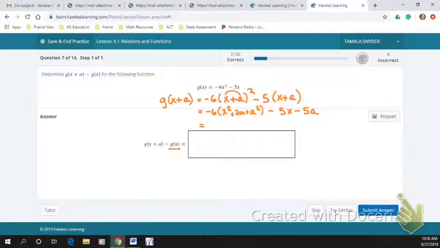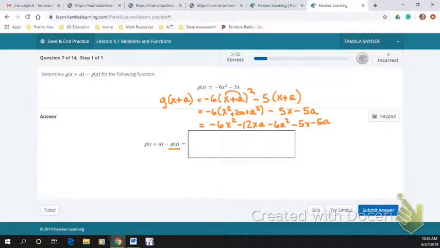And then I need to distribute my negative 6. So negative 6x squared minus 12xa minus 6a squared minus 5x minus 5a. Is everybody good with that? Okay, now that's not the answer. That's just g of x plus a, right? That's what g of x plus a is equal to. So I got to take all of that and then subtract g of x.